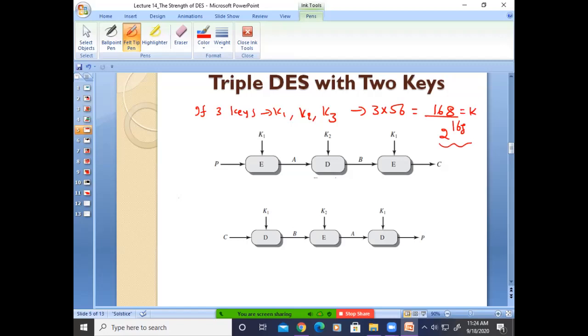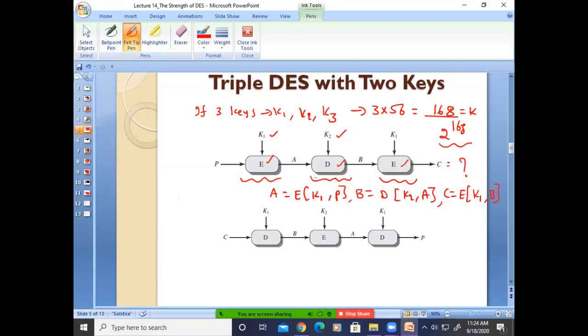How? See the procedure. First, encryption with K1, then perform the decryption with K2. Again, perform the encryption to generate a ciphertext. And remember, this encryption, decryption, again encryption is similar to the Feistel structure we used in the DES algorithm: 16 rounds, phase 1, phase 2, phase 3, everything will be the same. So I can write A is equal to encryption of K1 comma P. B is decryption of K2 comma A. And C is equal to encryption of K1 comma B. So the final ciphertext is encryption of K1 comma, decryption of K2 comma, encryption of K1 comma P.